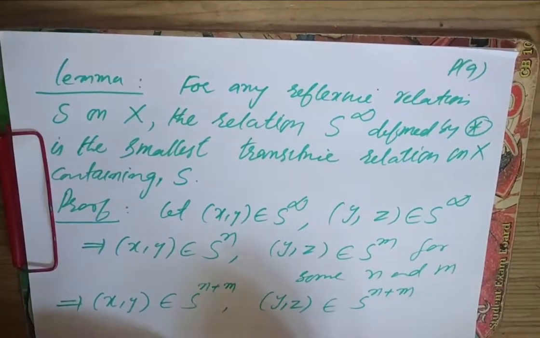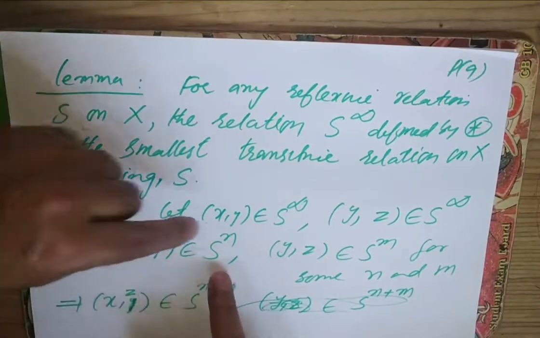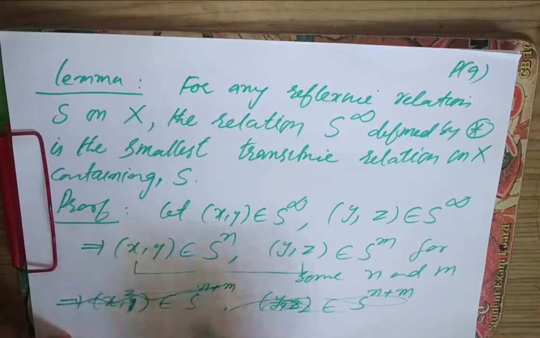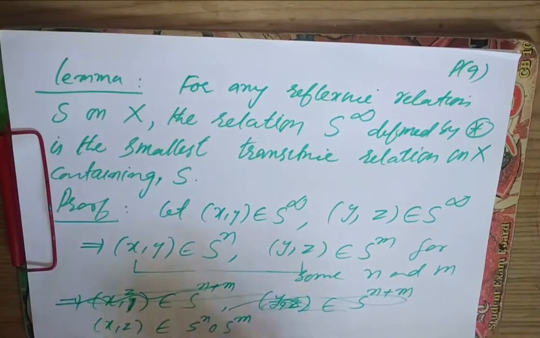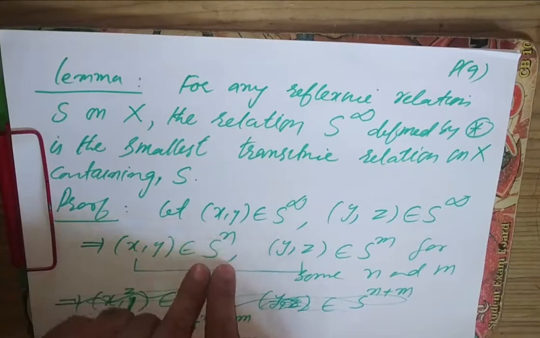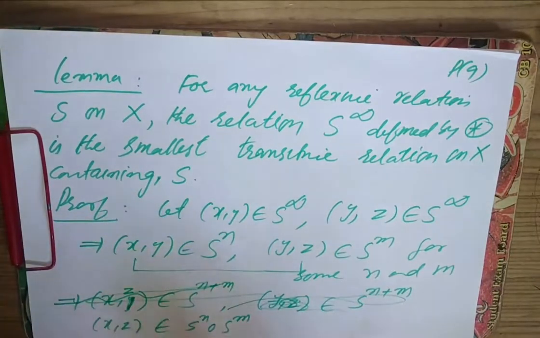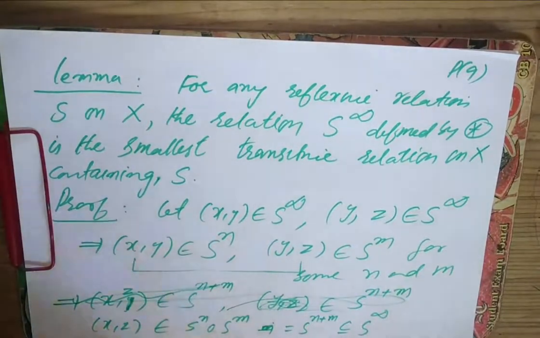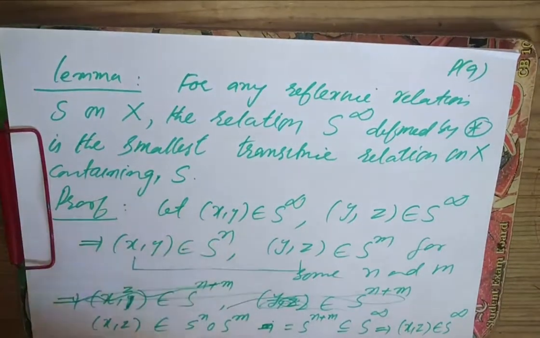Let's do this differently. Now x, y belongs to S n, y, z belongs to S m, so x comma z belongs to the composition S n composition S m, because S n is a relation, S m is a relation, by the definition of composition of binary relations. This is equal to S n plus m, and that's always a subset of S infinity because S infinity is the union of all S n's, which implies x comma z belongs to S infinity. So that means S infinity is a transitive relation.